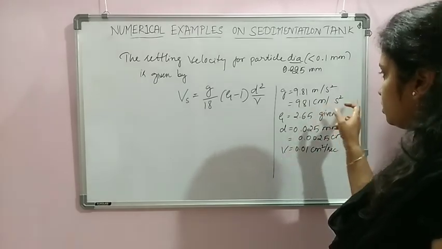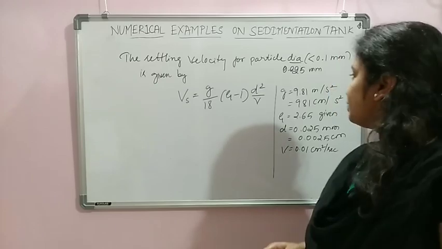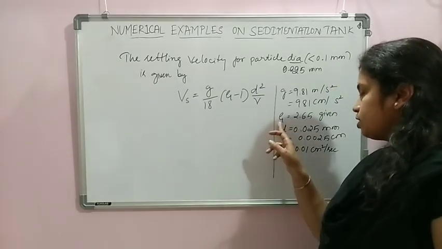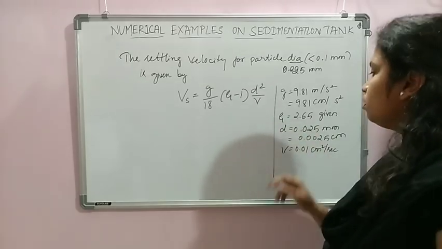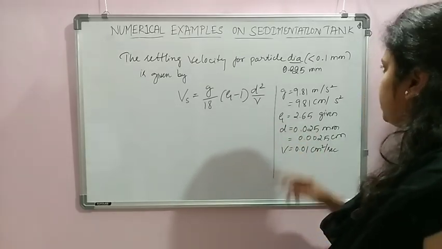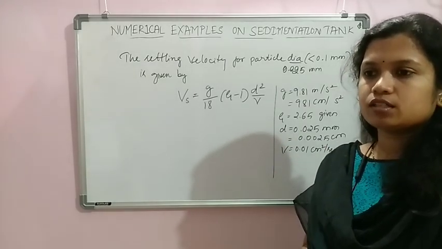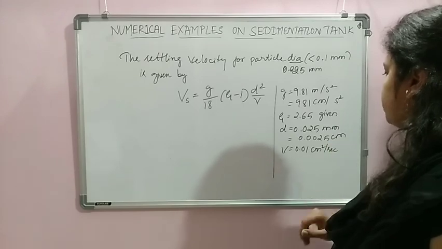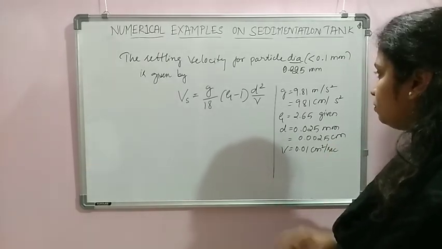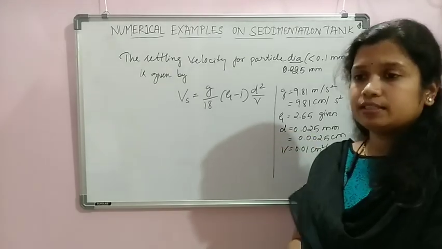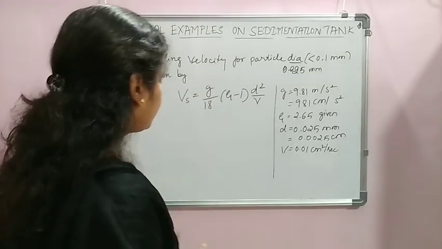That is why I am converting this into centimeters, which on conversion becomes 981 centimeters per second square. Next is G, the specific gravity of the particles, that is 2.65, which is already given in the question, and D is the diameter of the particle, which is 0.025 mm, which on conversion to centimeters becomes 0.0025 centimeters, and the velocity we have as 0.01 centimeter square per second.